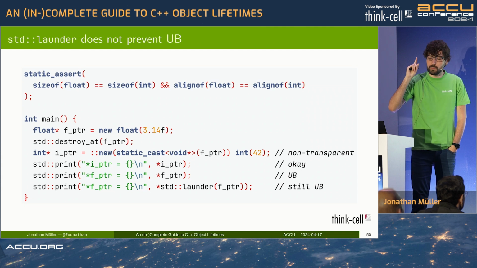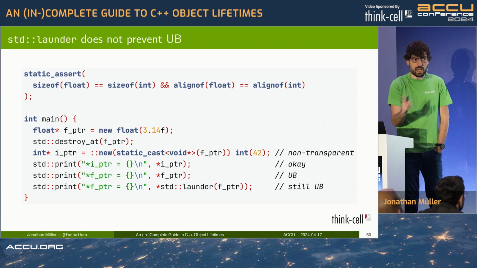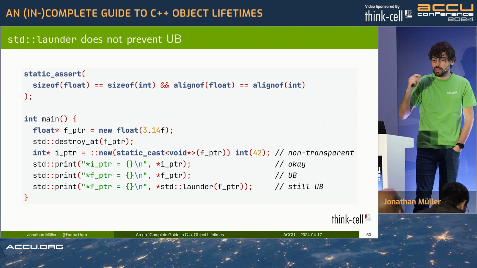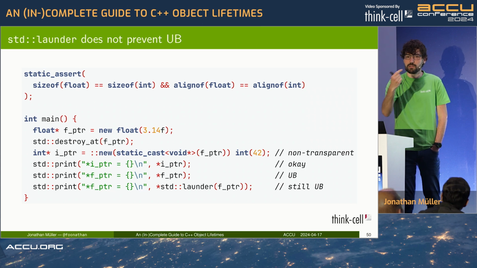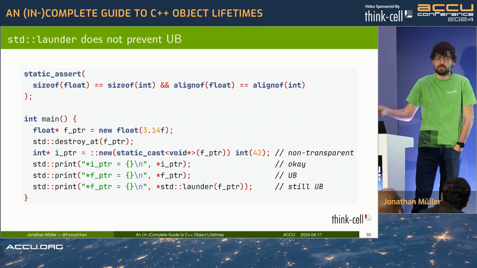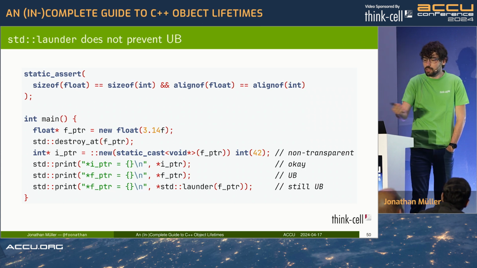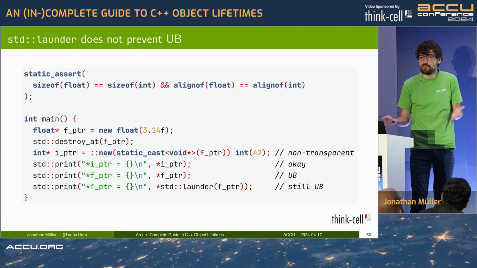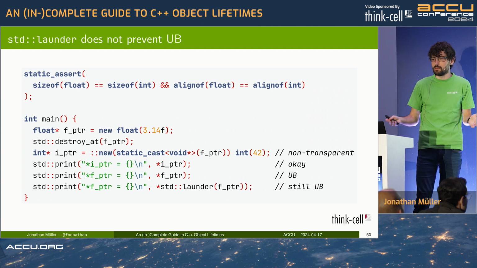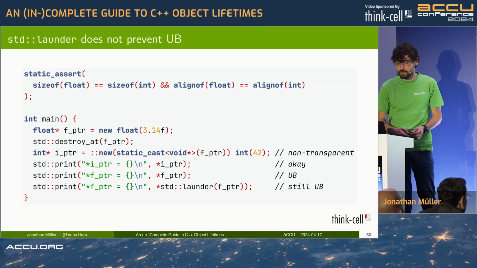So we are allowed to use the int pointer to point to the int, but we're not allowed to use the float pointer because it points to a float object. But we have no float object. We've destroyed the float object. And laundering doesn't help us because we still don't have a float object. Right? There is no float object we can dereference. We only have an int. So this is still undefined behavior.